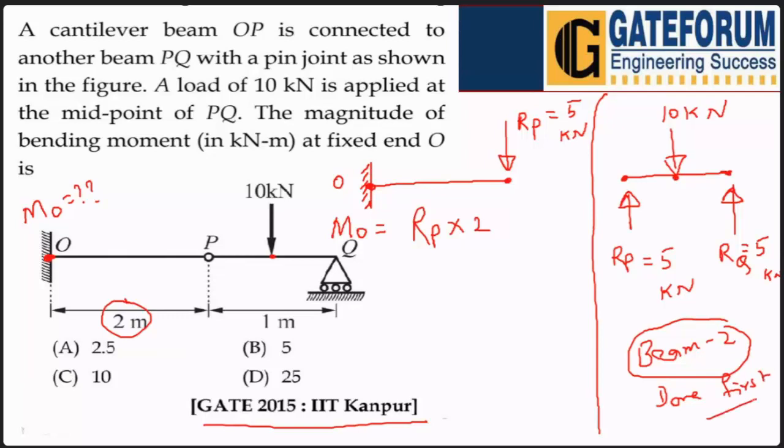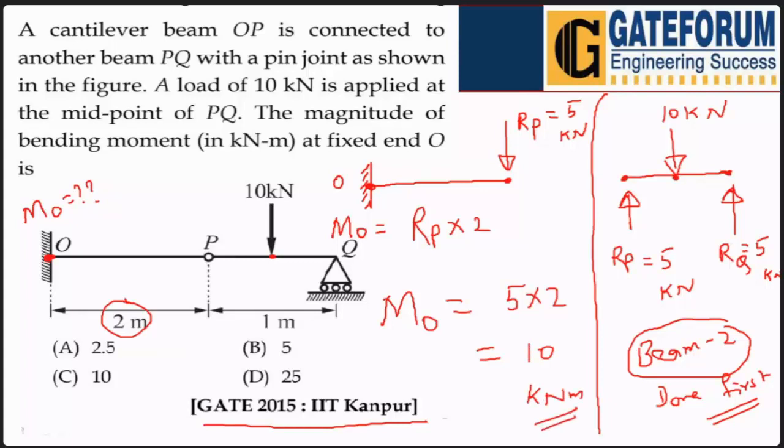Why was beam 2 done first? So that we can get the value of RP as 5 kilonewton, and then here we have RP 5 kilonewton. So what is the value of the moment at point O? The value of moment, RP is 5 only, multiplied by 2, and here it is only 10 kilonewton meter.